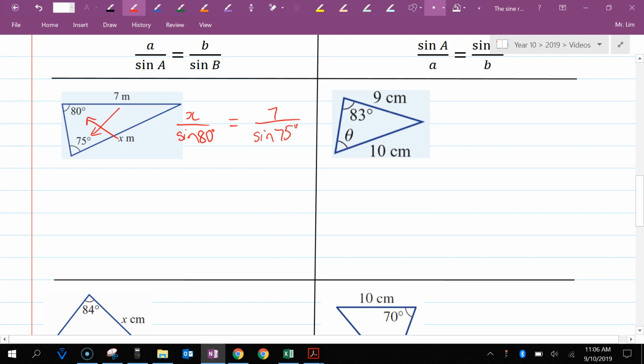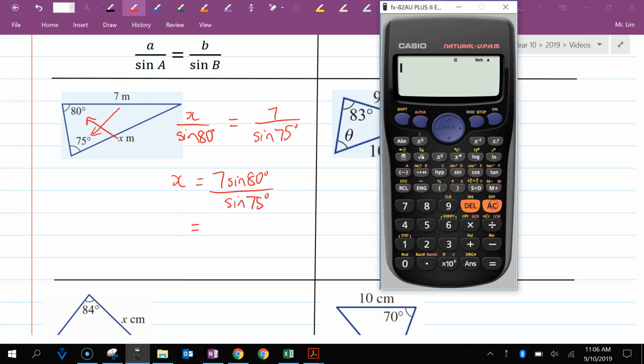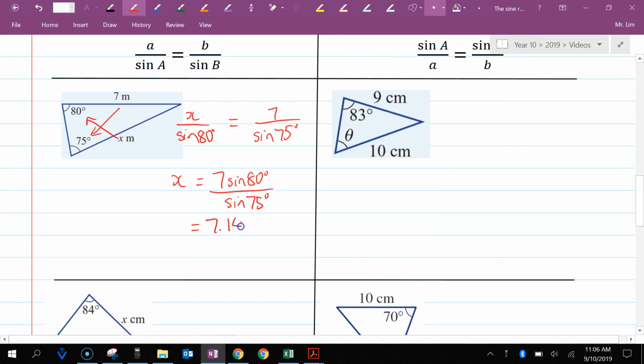So we want to get x by itself. We just multiply both sides by sine of 80. So x is equal to 7 sine of 80 degrees over sine of 75 degrees. And we put that in our calculator. x is 9.14 meters. That's in 2 decimal places.